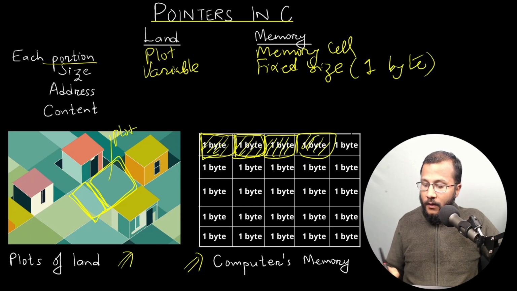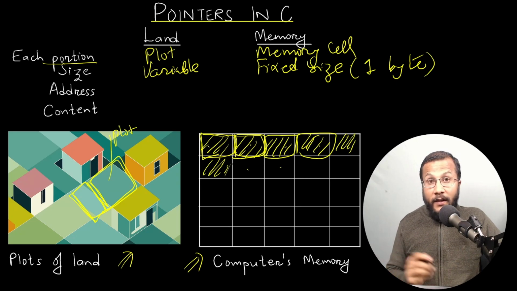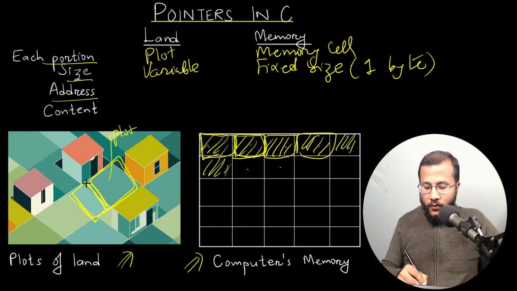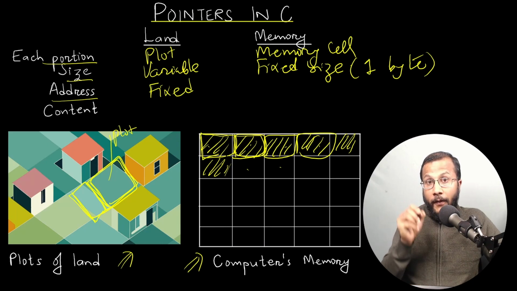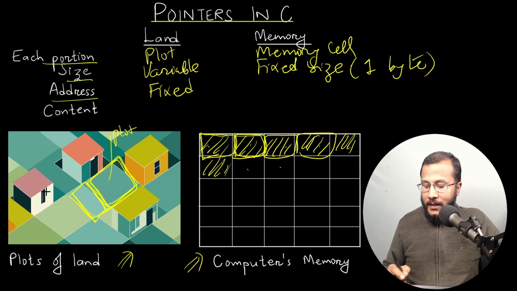Okay, each of these memory cells is exactly 1 byte long. Now let's talk about the address. What is the address of each plot? The address of each plot is always fixed, right? The address is never going to change. The location of each plot of land is always fixed. Similarly, the address of each memory cell is also fixed.